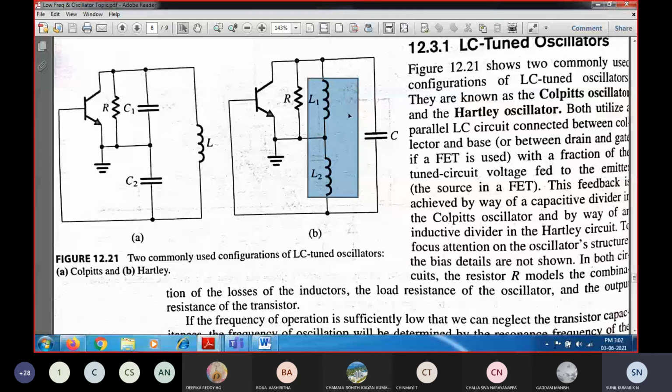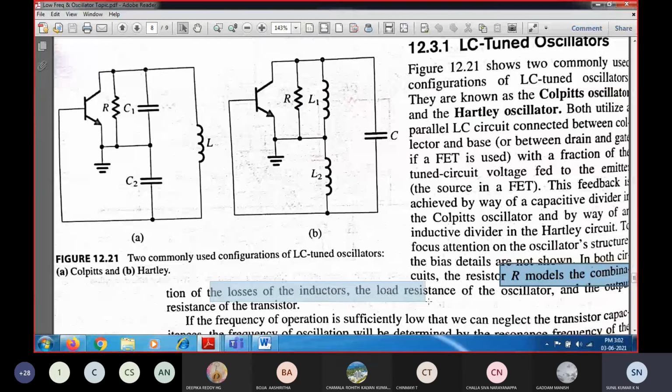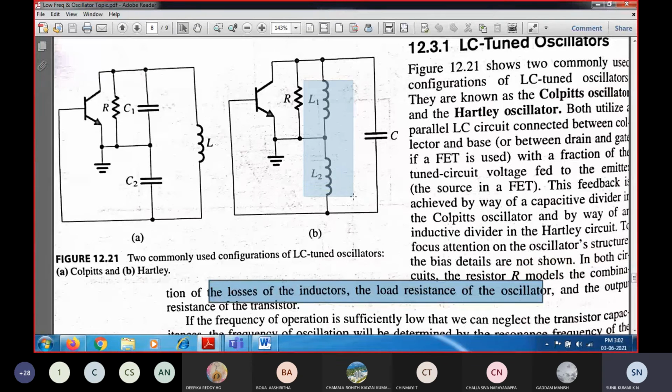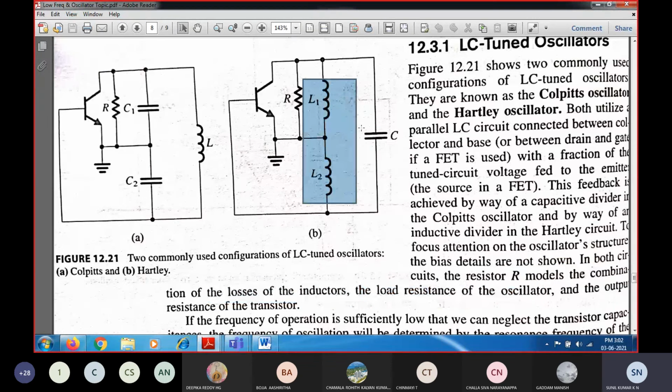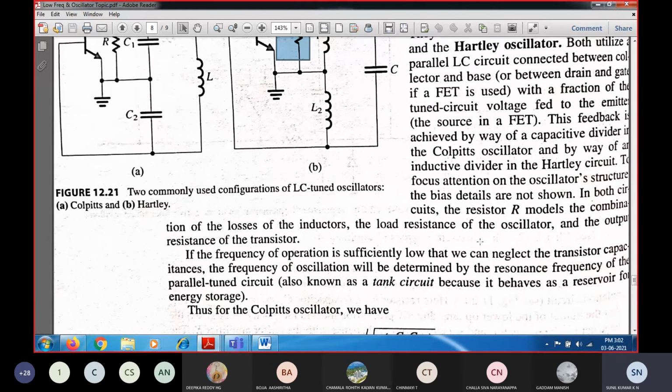Along with those components, we are going to have a resistance R. R is used to model the combination of the losses of the inductors and the load resistance of the oscillator. Practical inductors and capacitors are going to have a leakage loss, and that loss has to be overcome. In order to model that, we use a resistance R, which will be connected between the collector and emitter.